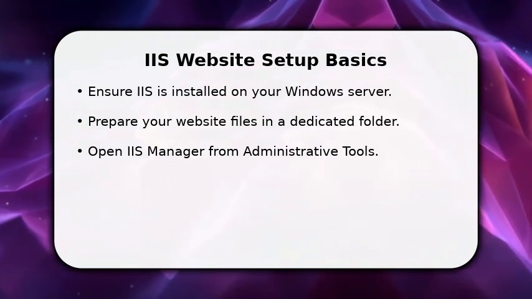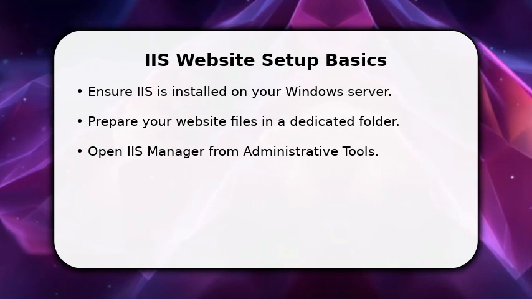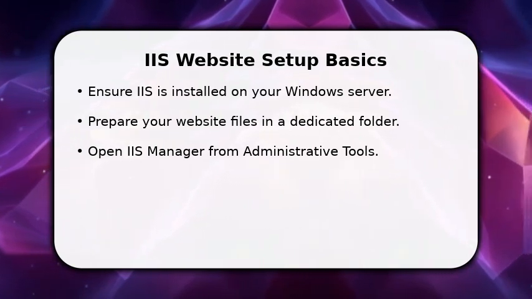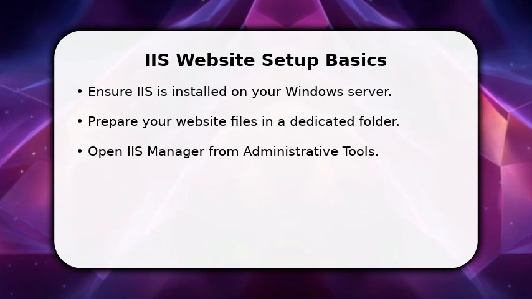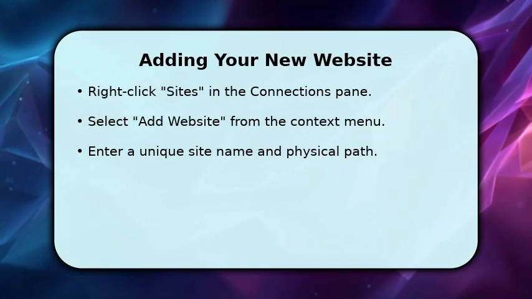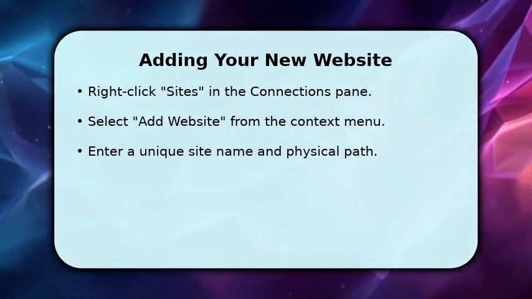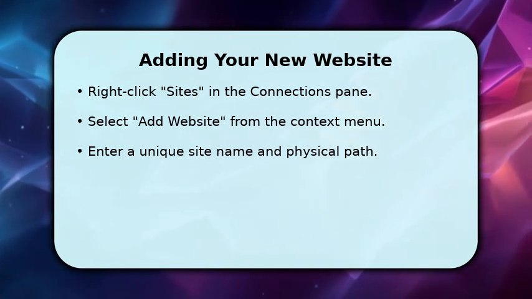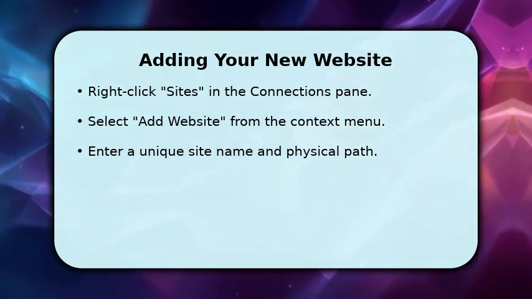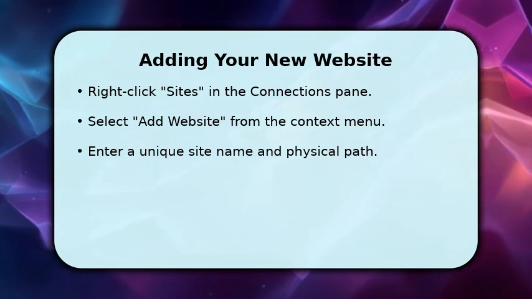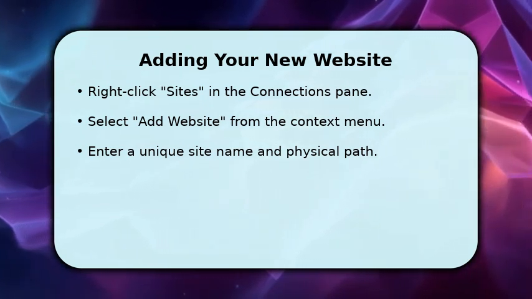Finally, launch the IIS Manager, which you can find within your server's administrative tools. This is where we will begin configuring your new site. Now, let's add your website. In the IIS Manager, locate the Connections pane on the left side. Right-click on Sites and choose Add Website from the menu that appears.